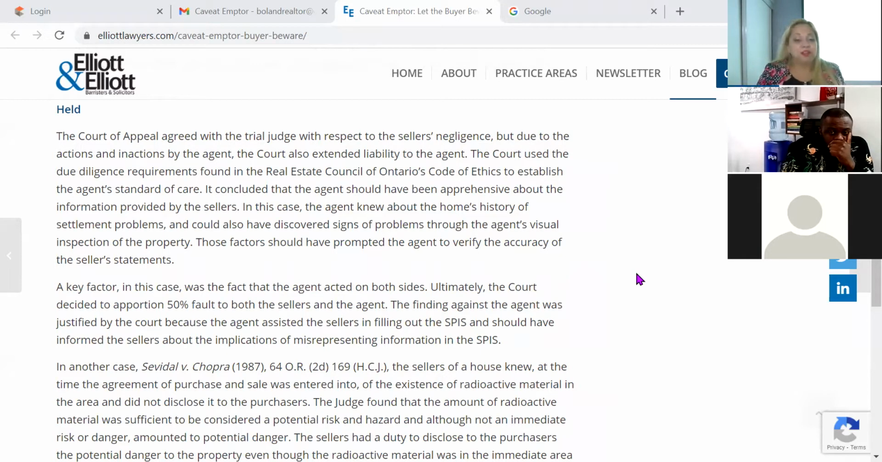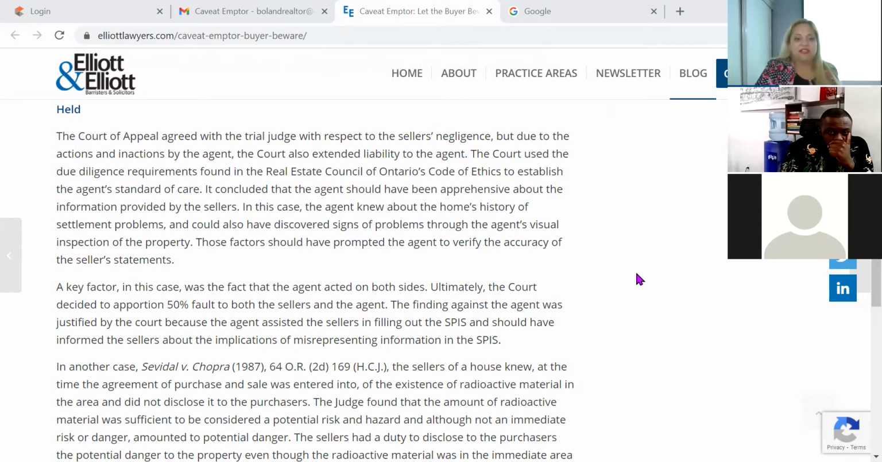But it concluded that the agent should have been apprehensive about the information provided by the sellers. In this case, the agent knew about the home's history of settlement problems and could also have discovered signs of problems through the agent's visual inspection of the property. So they're relying on our knowledge at the end of the day. As an agent, you have to be really cautious. You can't claim stupid on a lot of things because they expect us to know, right? Those factors should have prompted the agent to verify the accuracy of the seller's statements.